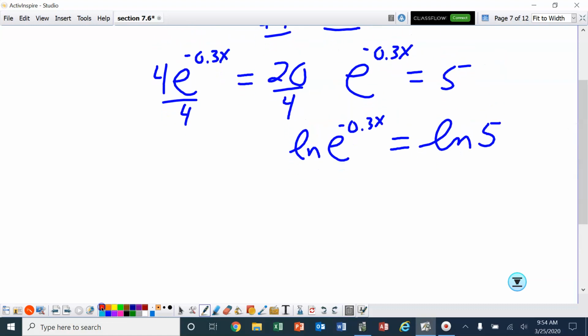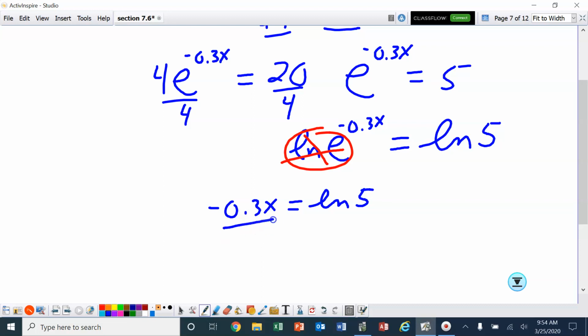All right, so what's the rule say? These cancel out, and we're left with negative 0.3x equals the natural log of 5. Now again, our goal is to get x by itself, so we're going to divide both sides by the negative 0.3.